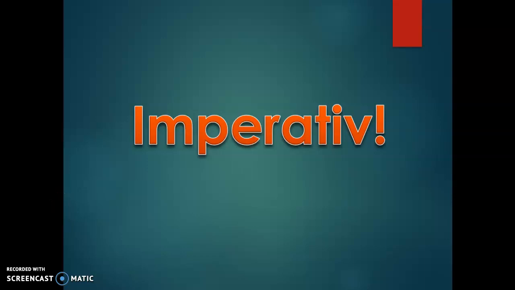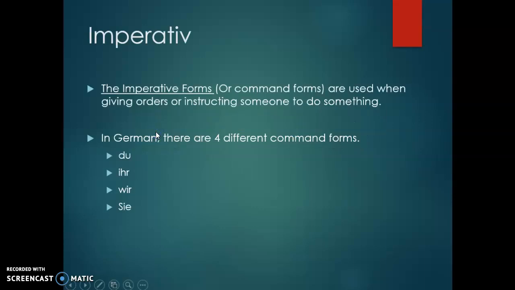Guten Tag. So today we're going to be talking about the imperative form. Our goal is to get a handle on each of the different types of imperative or command forms in German. There are 4 command forms in German. That's the du, the ihr, the wir, and the sie form.